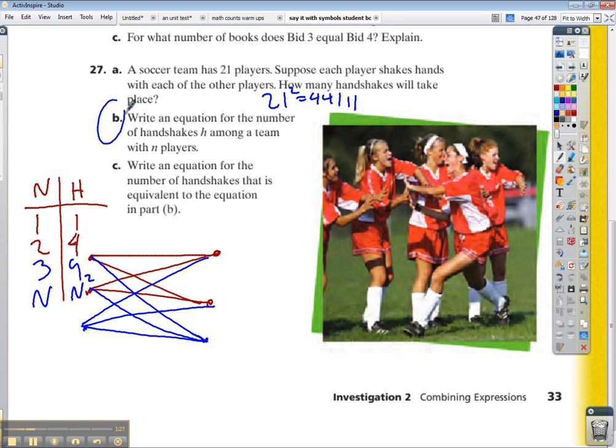I just wrote an equation for it. H is equal to n squared, and that's how I did that. And write an equation for the number of handshakes that will be equivalent to the equation. Well, h equals n times n, because n times n is n squared.